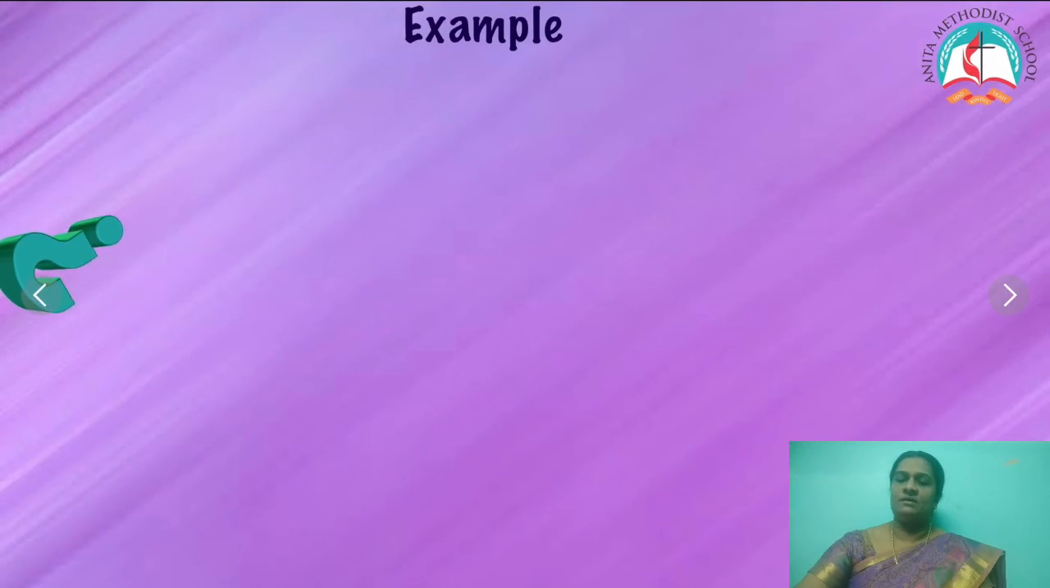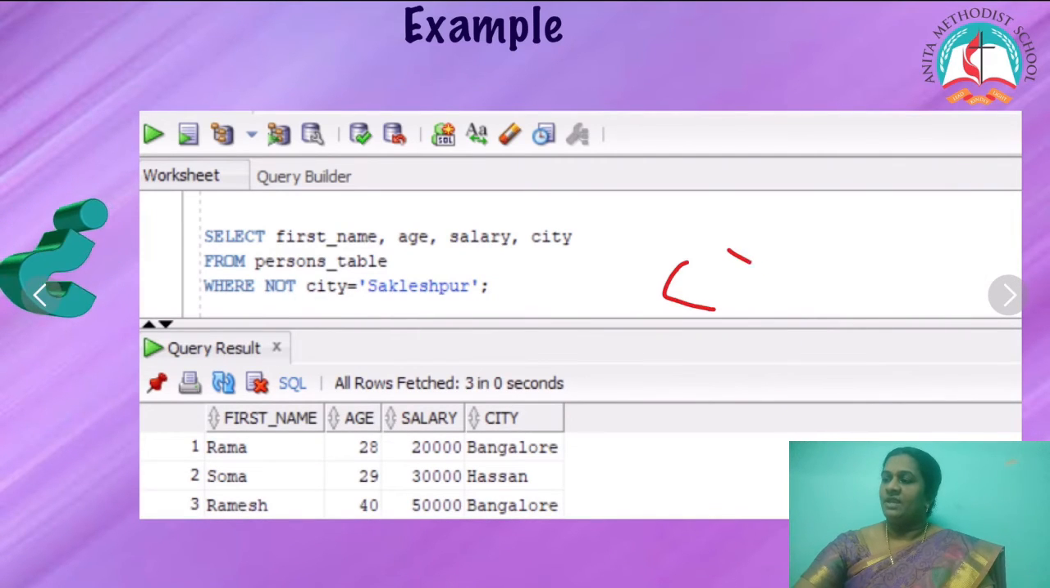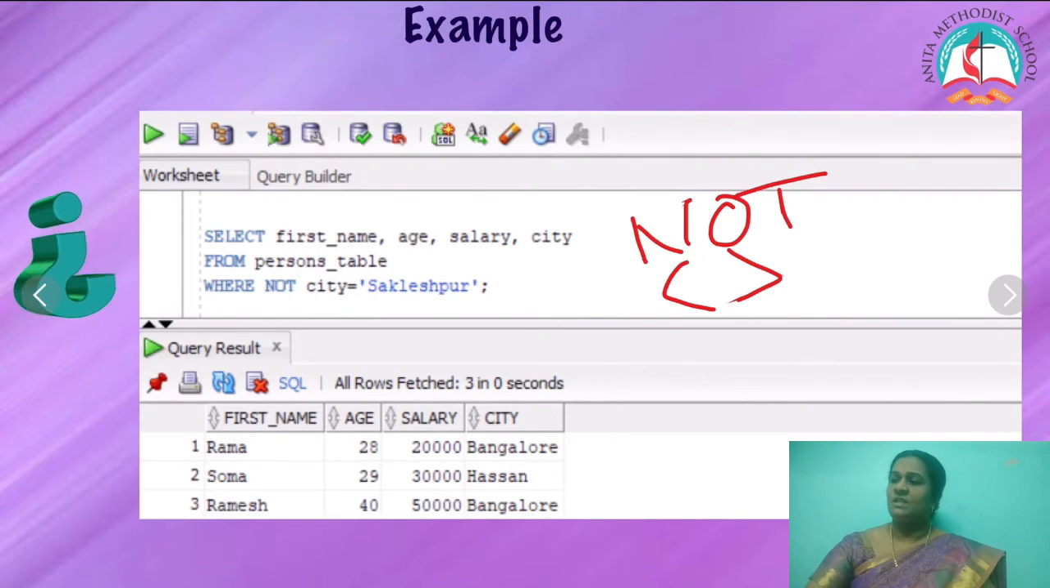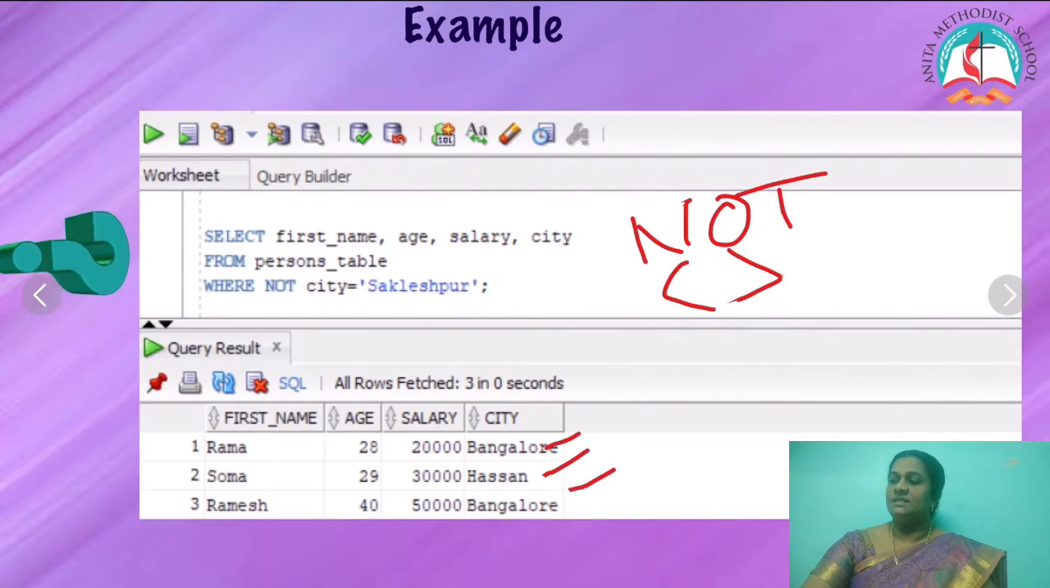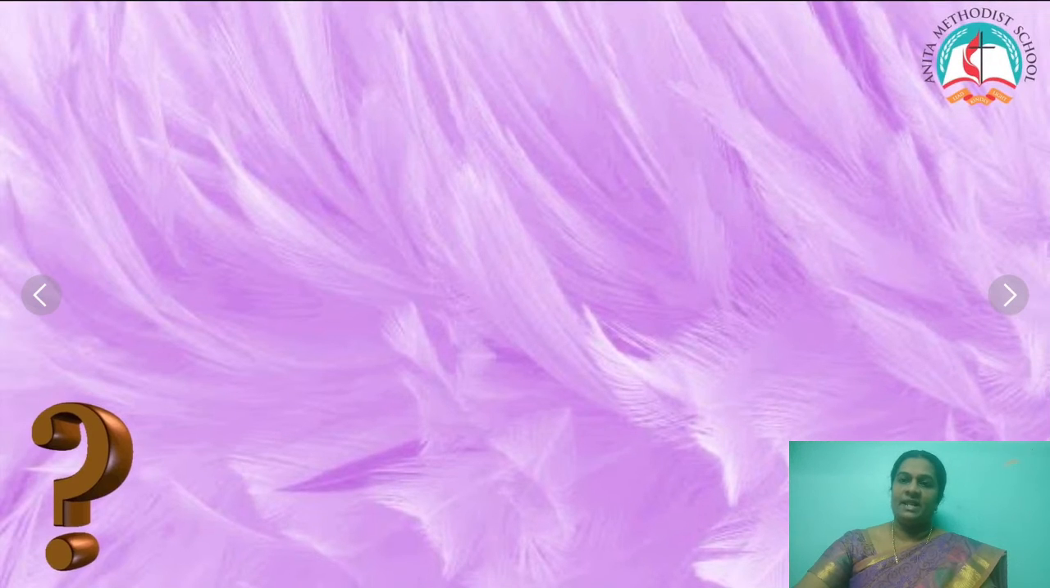And now next example we are going to see for, yes, correct, NOT operator. You can use either like this or you can use NOT. Okay. It depends on you. Now see here, select first name, age, salary, city from person table where not city is equal to Shalkashpur. Okay, Shalkashpur. What will happen here? Apart from this city, all other city names will be printed. That is the use of NOT operator. Okay. I think I have given you enough examples for AND, OR and then NOT.